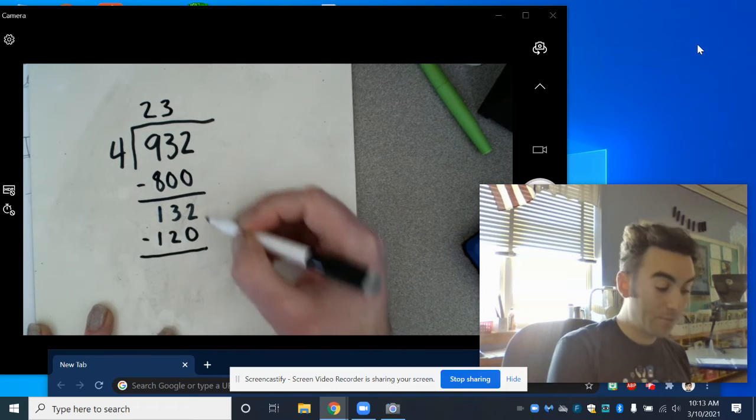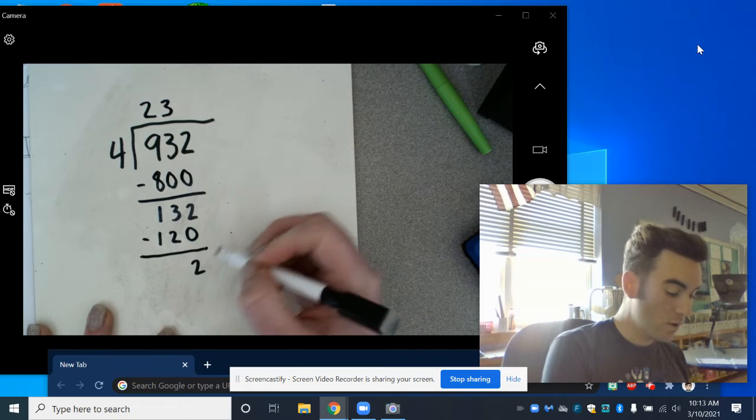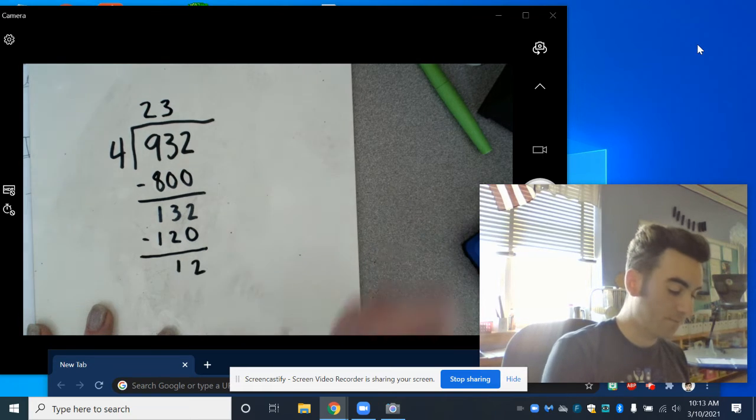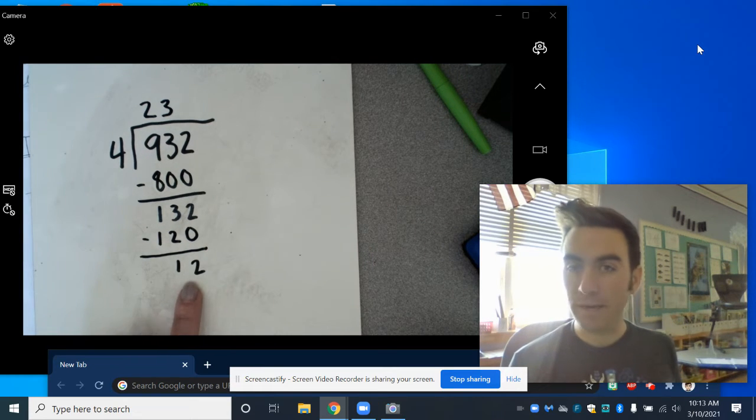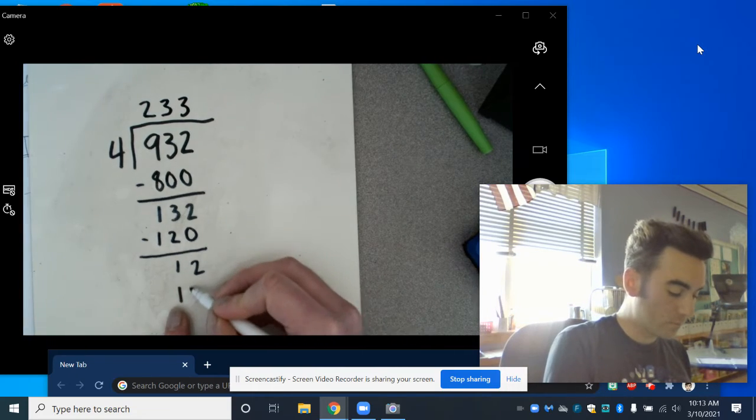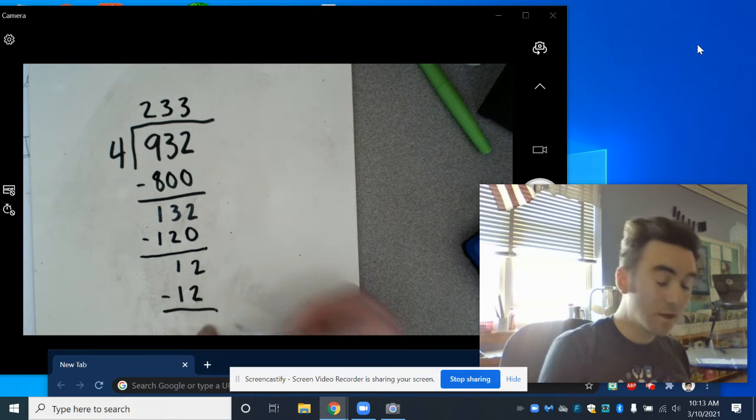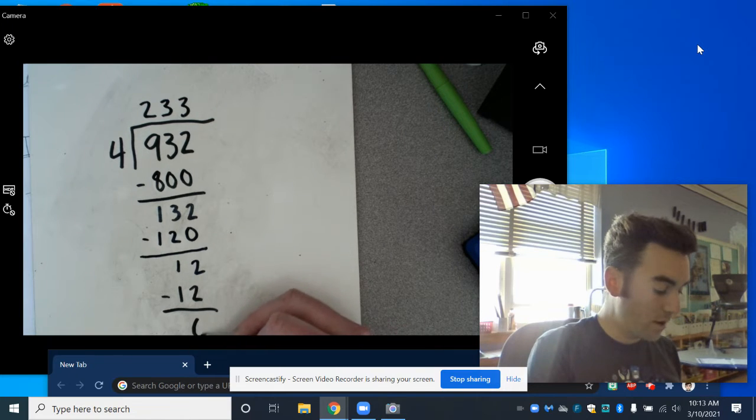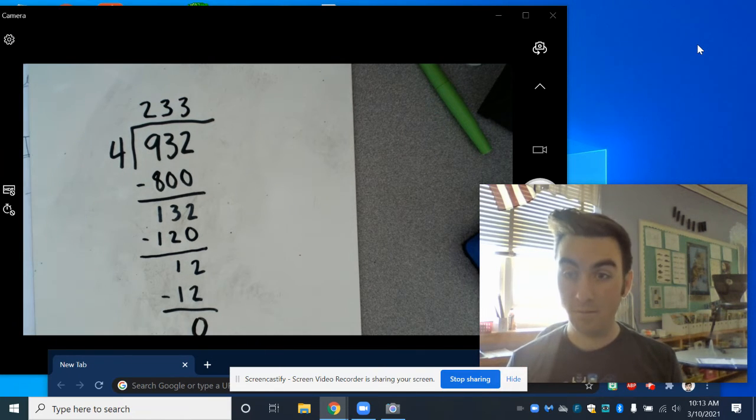Then we subtract. 2 minus 0 is 2. 13 minus 12 is 1. Oh, I have 12 again. We just did that. So I can take out another 3 groups of 4. So 12 minus 12 is 0, and we still get 233.